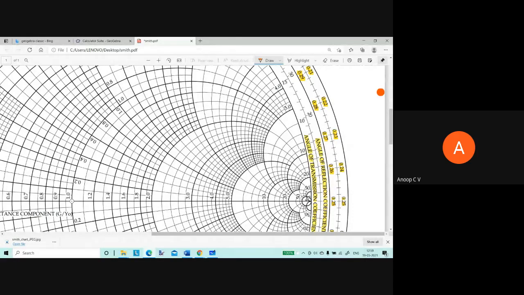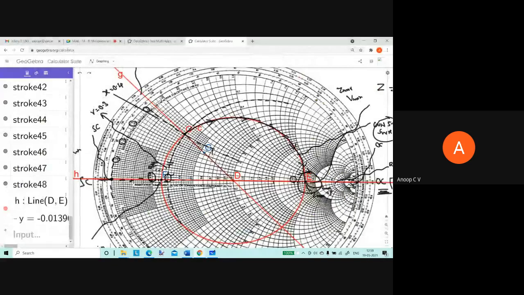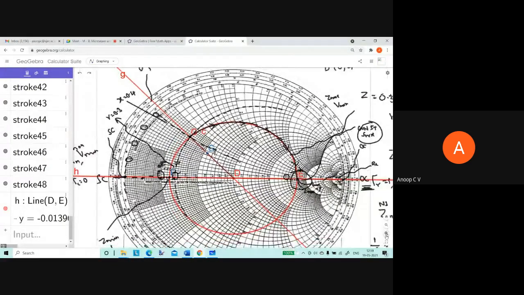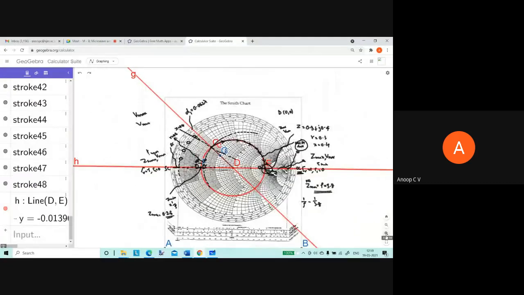So D2, the position of maxima, I'm going to write down as D2, and that will be equal to 0.25 lambda. So I'm writing it down here.